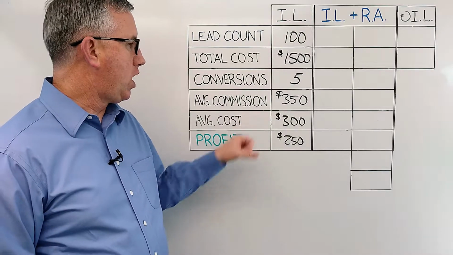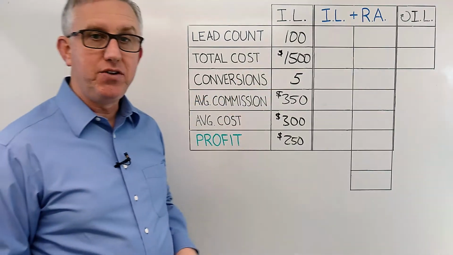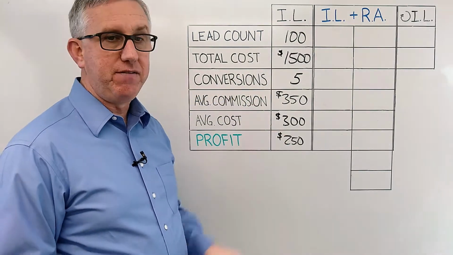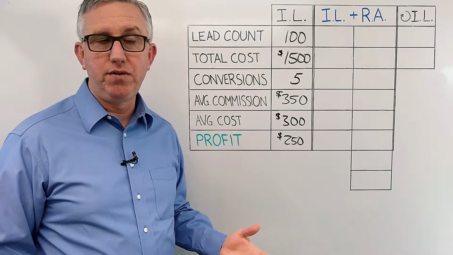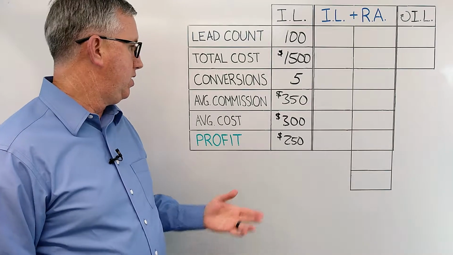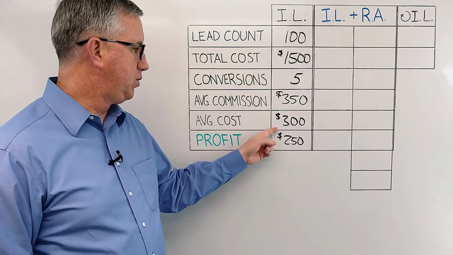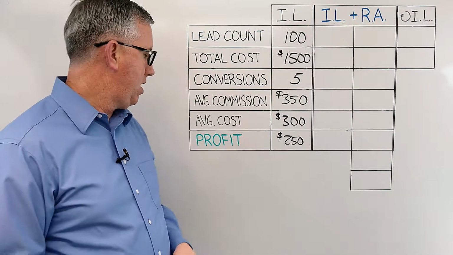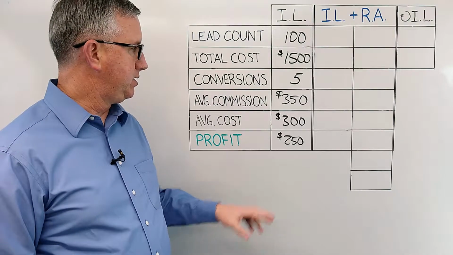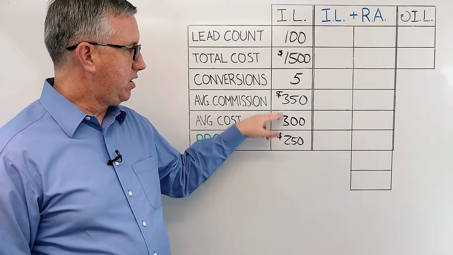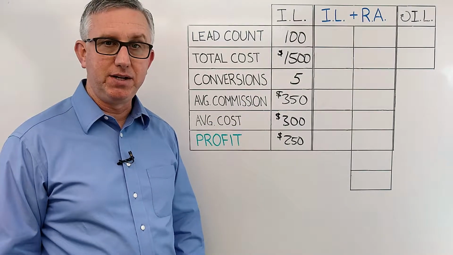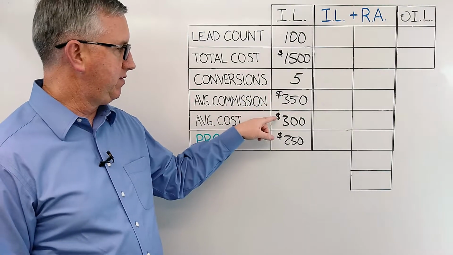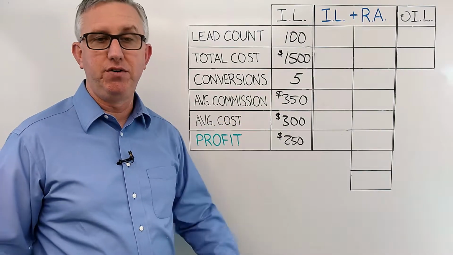So 5 conversions, $350 each. The average cost is your $1,500 divided by your 5 conversions, right? So if 5 of them were $1,500, then that's a total of $300 each. So we made $350, each one cost us $300, and so our total profit is $50. The $50 difference here times 5 conversions gives us $250, right? Each one made us $50, we had 5 of them, $250.